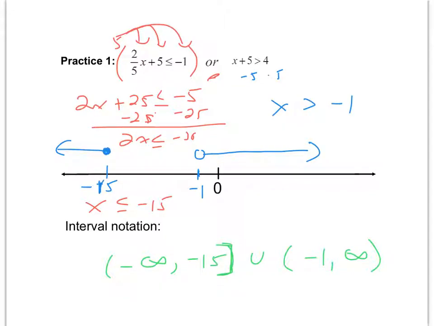Okay, you should have written, again, this is one of those ones where we have two rays going in opposite directions. Our left side is negative infinity, comma, negative 15. We have a parenthesis at the negative infinity and a bracket because it includes the negative 15, and, or union, parentheses, negative 1, that's an open dot, comma, infinity. Goes all the way up to infinity.